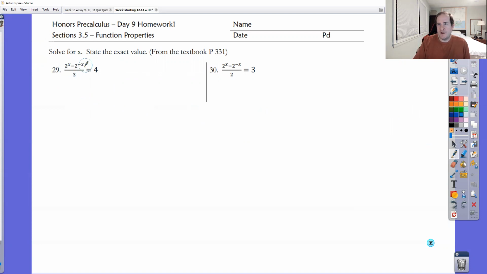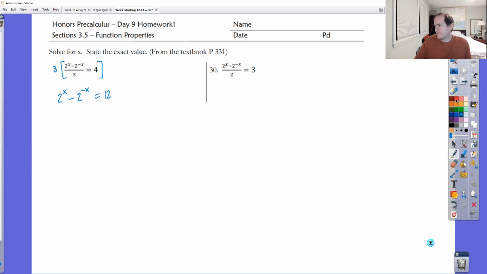I would multiply through by 3 first. Just get this 29 out of my way. Multiply through by 3, that'll clear the denominator for you. Okay, so it's 2 to the x minus 2 to the negative x equals 12.